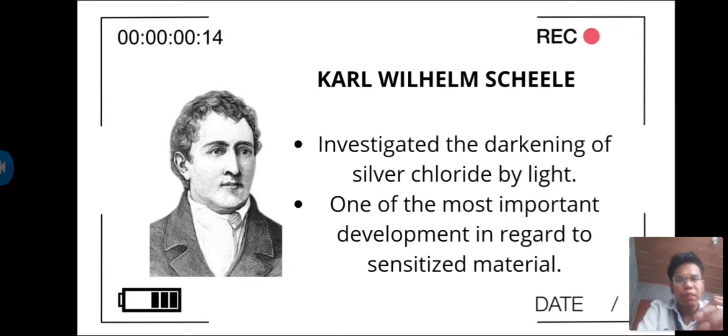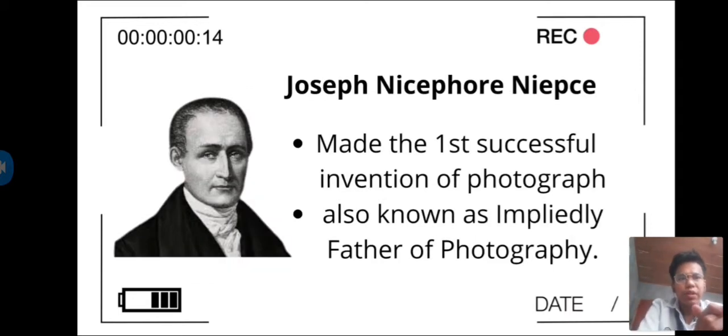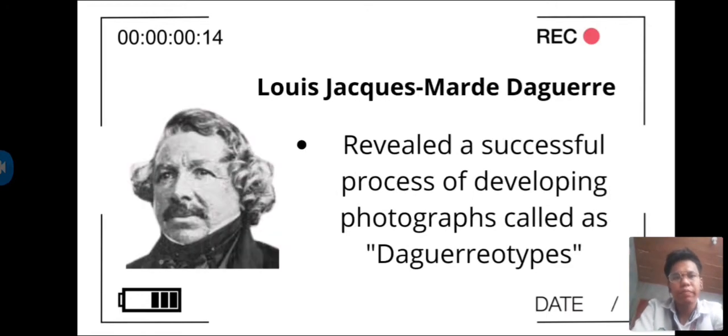Kaya nga sabi dito, he is one of the most important developments in regard to sensitized materials. Next one is Joseph Nicéphore Niépce, who made the first successful invention of photograph. This happened in 1825 in Paris, wherein he used a sliding wooden box camera created by the Chevalier brothers. Kaya he is also known as impliedly the father of photography. Take note of the word impliedly.